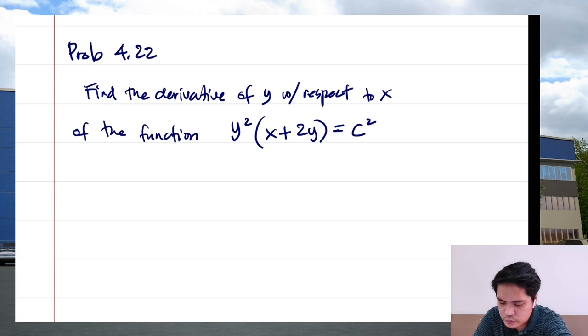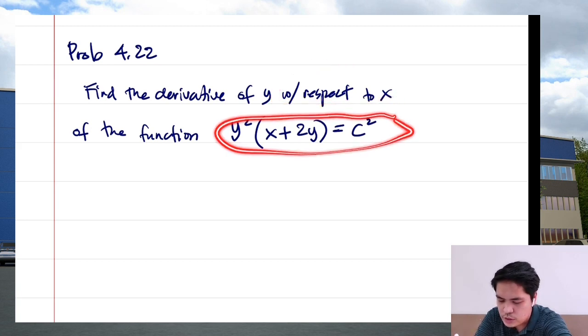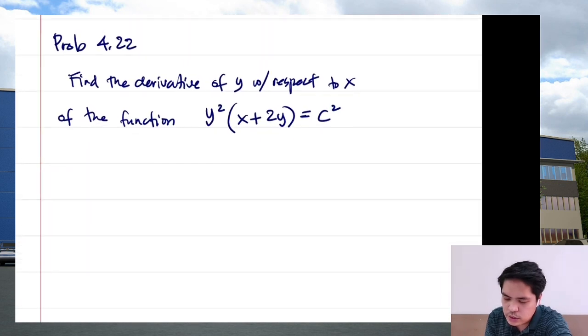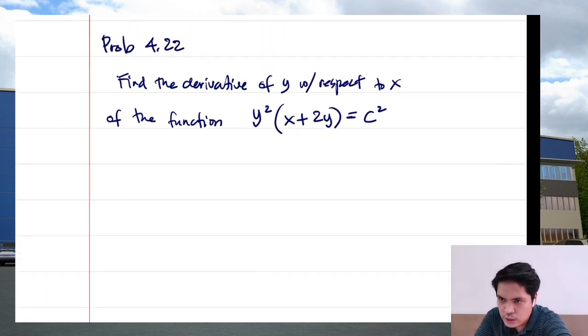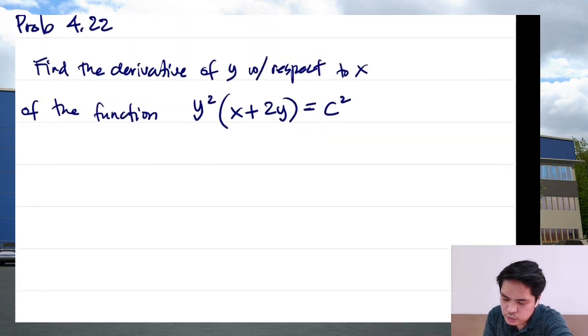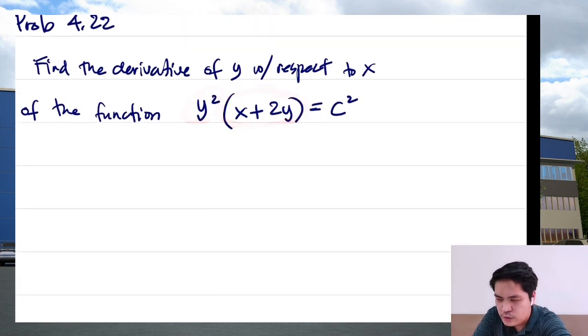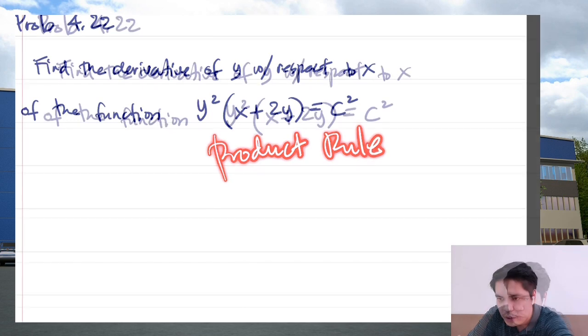Find the derivative of y with respect to x of the function. Okay, the given function is this, y squared times the quantity x plus 2y equals c squared. And again, c is a constant. Okay? So in this particular function, we notice that the product of two implicit functions. Okay? So, ganun pa rin gagawin natin. Since this is a product, then we use the product rule. Product rule. Ganun pa rin.